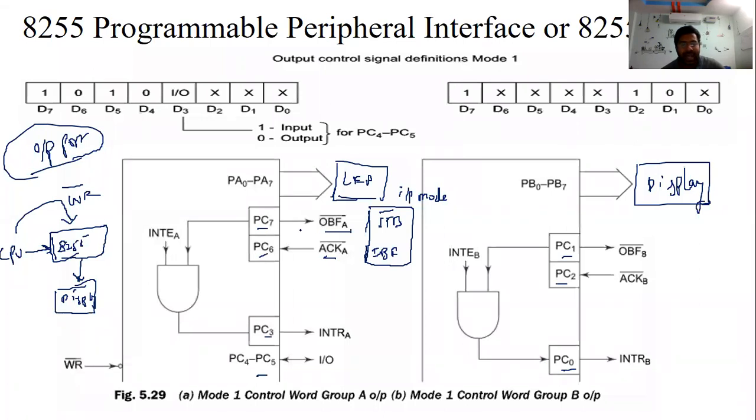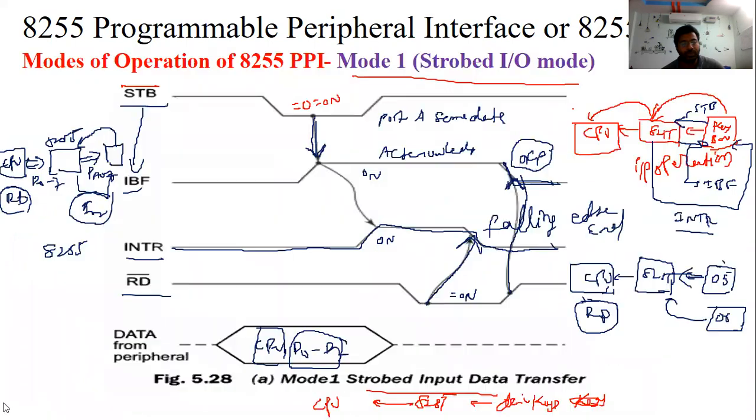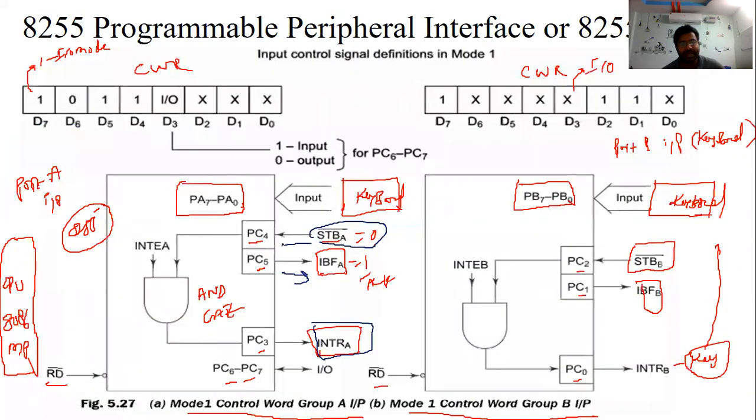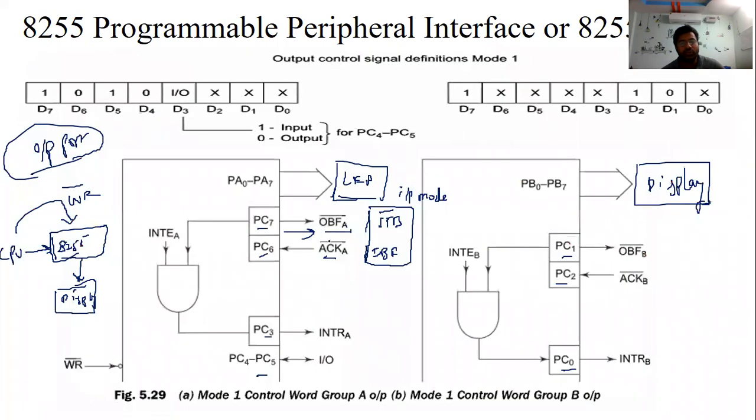Again, port C signals are what we call handshaking or strobe signals. Now see this IBF, you can see the arrow here. OBF is the output buffer mode. In the input mode, you can see this arrow towards the 8255 PPI, and here in the output mode the arrow goes out from the 8255 PPI to the display.